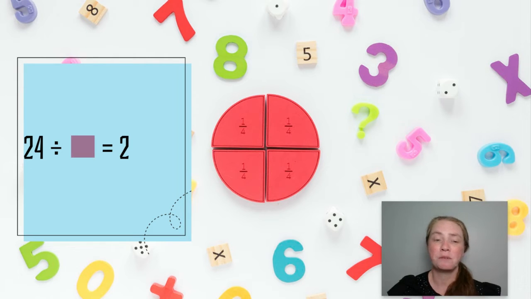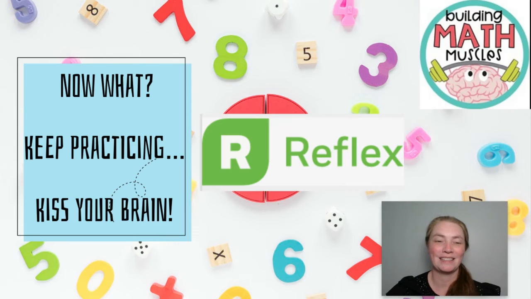24 divided by what number is equal to 2? I'm thinking to myself, 2 times what number is 24? And if you said 12, you would be correct. 24 divided by what number is equal to 3? I see it on the screen. It's that nice green number 8.